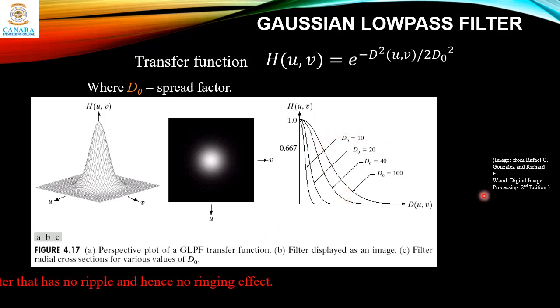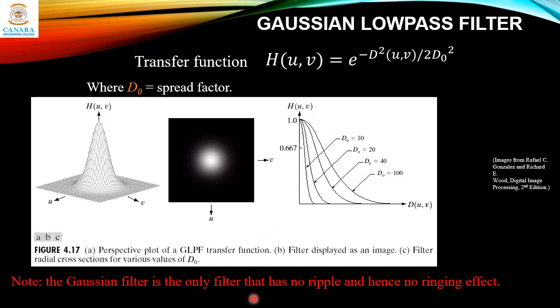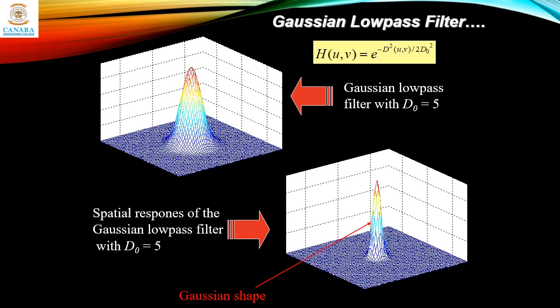Okay, and to note, the Gaussian filter is the only filter that has no ripple effect, and basically it doesn't create any type of ringing effect. Why it doesn't give any kind of ripples in the output is because of the Gaussian shape. The Gaussian shape is the only shape which retains its characteristics in both domains, the spatial domain and the frequency domain. The shape of the Gaussian curve is retained. That's why it doesn't give any type of ringing effect.